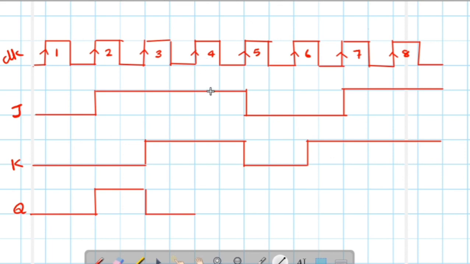And for the fourth clock pulse, again J is equal to 1 and K is equal to 1, so again it toggles, that means it goes to 1. Then for the fifth clock pulse, J is equal to 0 and K is equal to 0, so it retains the previous state. Then the sixth clock pulse also, J is equal to 0, K is equal to 0, again it retains the previous state. Then the seventh clock pulse, J is equal to 1 and K is equal to 1, that means it toggles, that means it goes to 0.